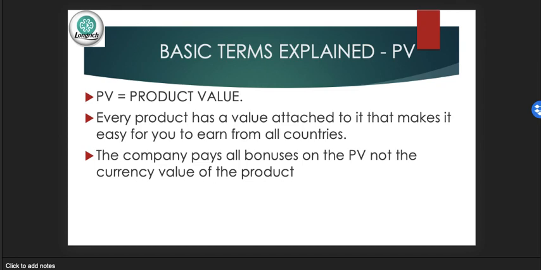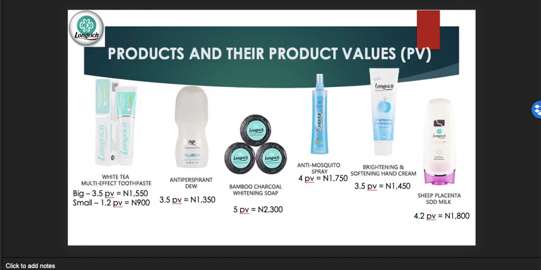So let's look at some examples. You have the toothpaste. The big one has 3.5 PV, the small one has 1.2 PV. Even though in Nigeria you buy it for 1,550 naira for the big and 900 naira for the small. But no matter what the price is, the big is 3.5, the small is 1.2. So when you buy a toothpaste in Nigeria, you have 3.5 PVs added to you.